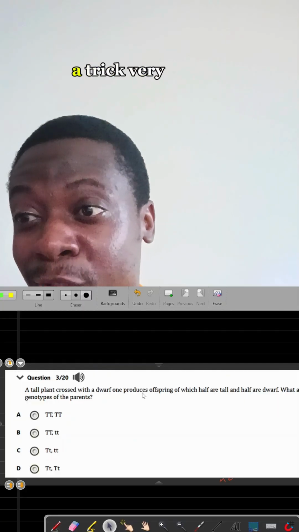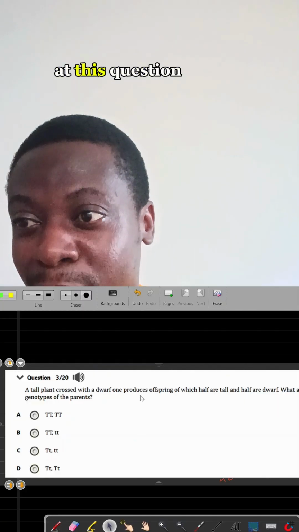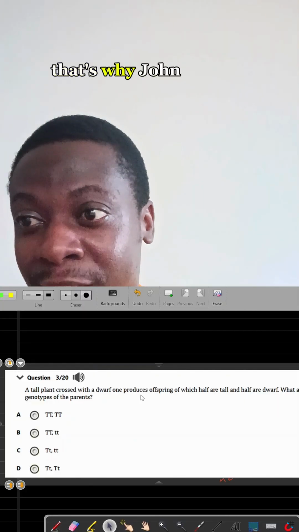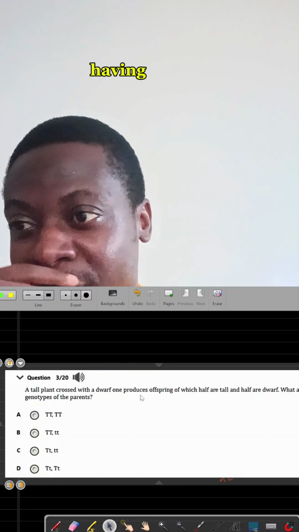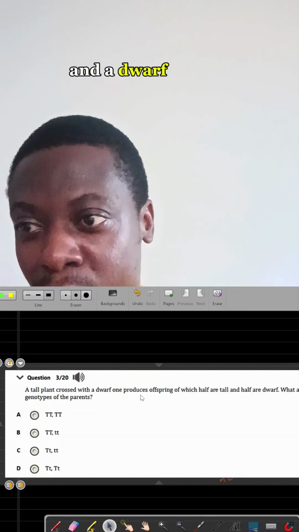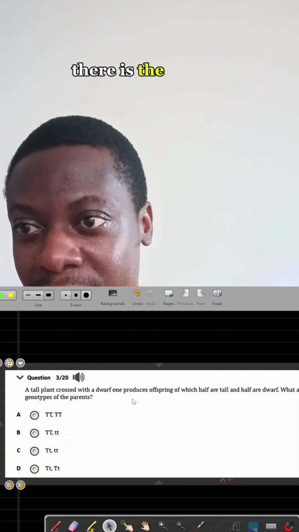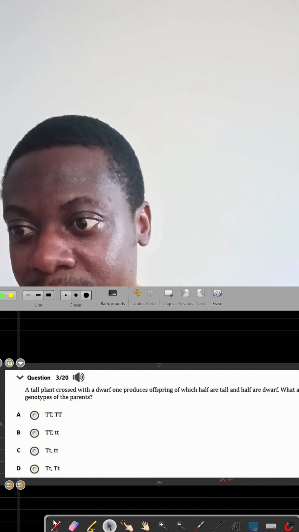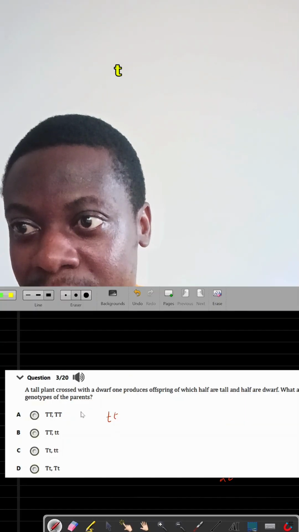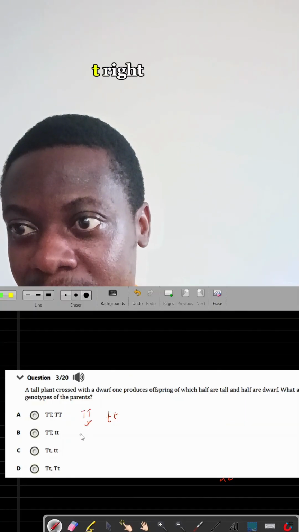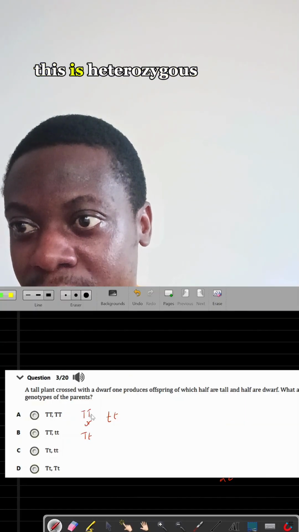But see, let me teach you a trick. Very, very easy. If you look at this question very well, they've given you options A to D. That's why JAM is very simple. All you just need to do is check the options. Which one is having the representative of a tall plant and a dwarf plant? Obviously, the dwarf there is the tt, right? While the tall could either be TT or Tt, right? This is homozygous, this is heterozygous, right?